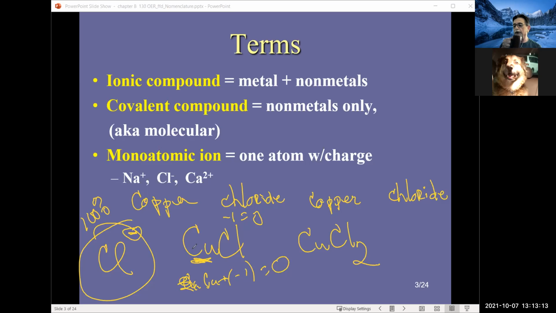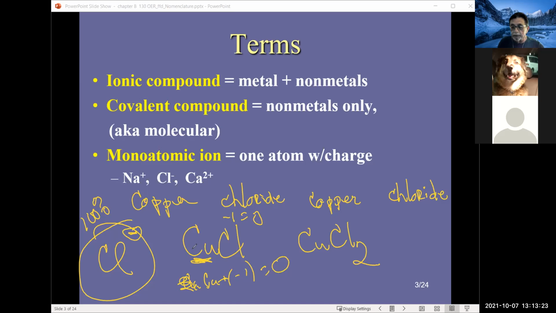Come on, somebody help me out here. What number plus a -1 gives you 0? 1. Exactly. Positive 1. We've got to be careful. When we talk about -1, we've got to talk about positive values.